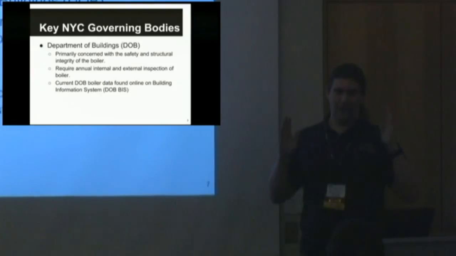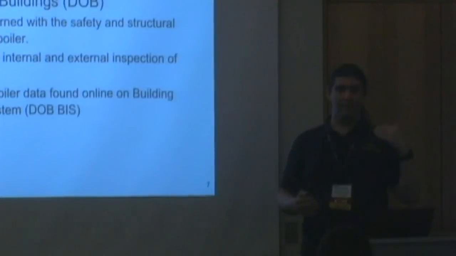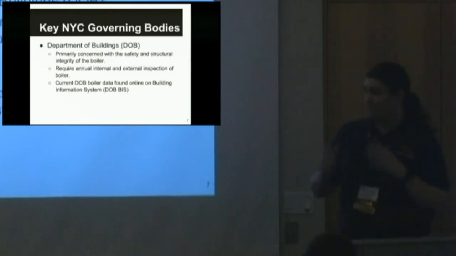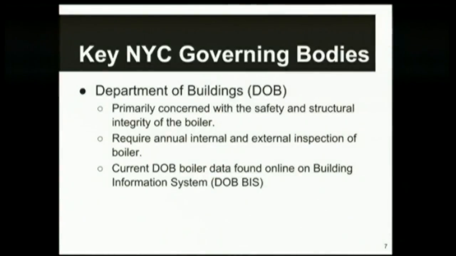So they are on the job. They inspect these things every year, inside and outside. And so as a boiler company, I want to make sure that my clients have been inspected each year. And so I want to go into their DOB database and make sure that our clients have gotten inspected each year. And they put all of their data on what's called the Building Information System, or BIS for short. The link for this database I have tweeted on my Twitter account from before.